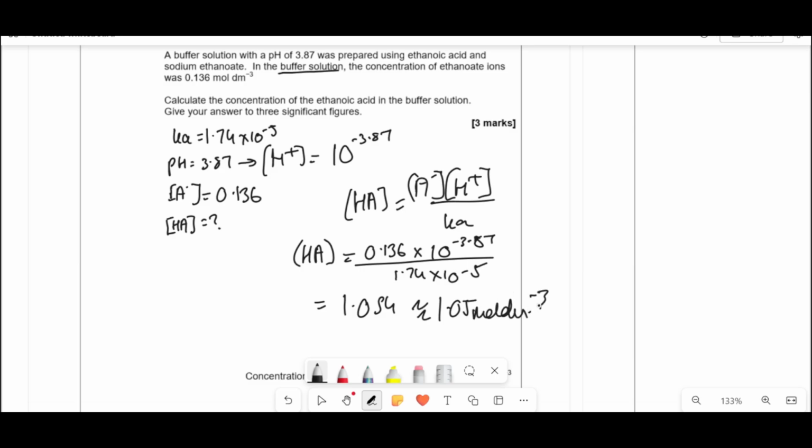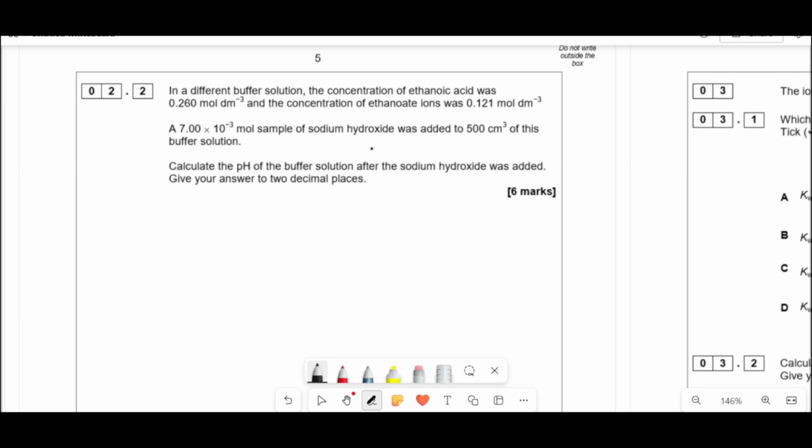There you go. In a different buffer solution, the concentration of ethanoic acid was this, and the concentration of ethanoate ions is that. A 7 times 10 to the minus 3 mole sample of sodium hydroxide was added to 500 centimeters cubed of this buffer solution. Calculate the pH after the sodium hydroxide was added and give your answer to 2 decimal places.